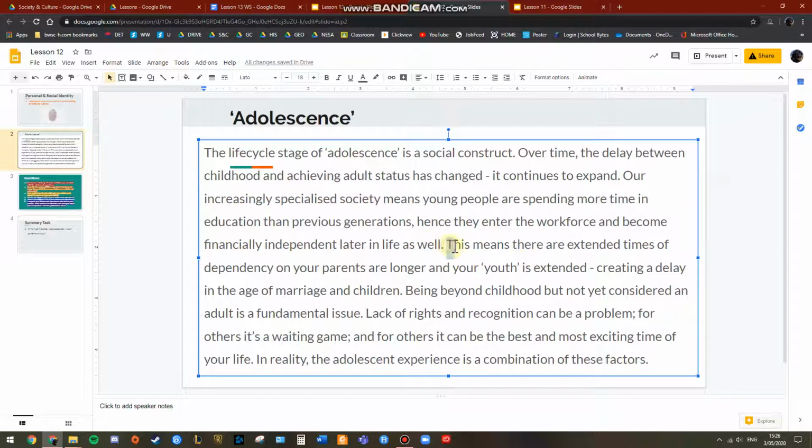So what this means for you guys, and for me as well, is that there are extended times of dependency on your parents. They're longer, you're living at home with them longer. A lot of studies are showing that people are living at home a lot longer than they used to be. Obviously, there's a lot of other reasons for that, like the insanely expensive house market that we have. But your youth, I suppose, is extended.